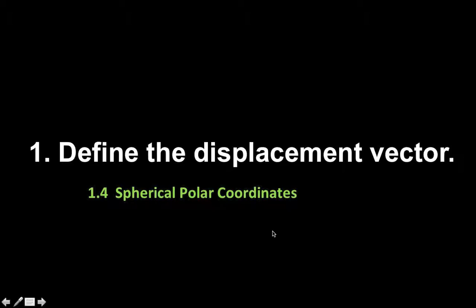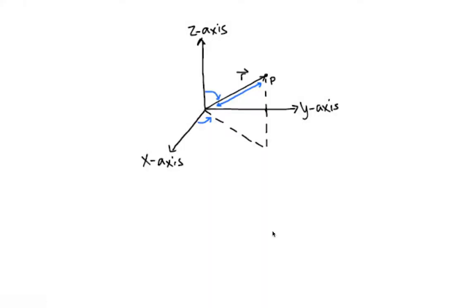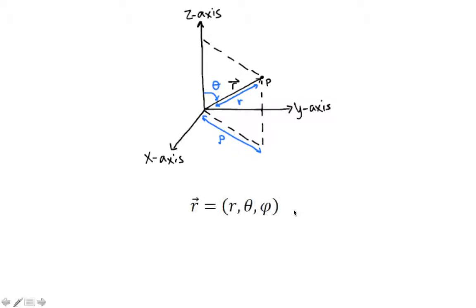Finally, let's define the displacement vector in spherical polar coordinates. Now let's define the displacement vector. The displacement vector in parenthetical notation is going to be r, theta, phi.